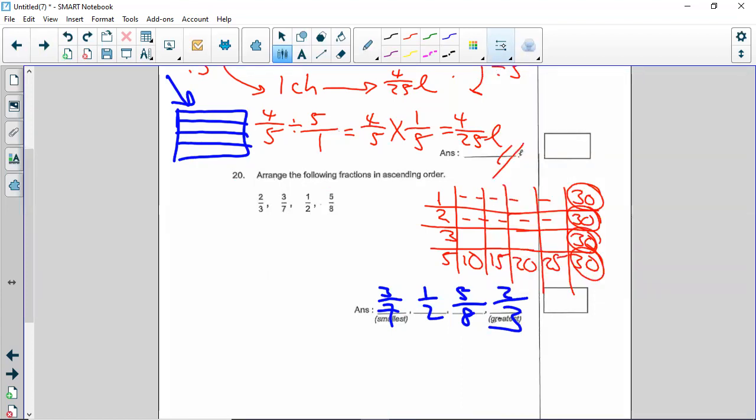The other faster way is what? Compare the fractions. 3 over 7 is definitely smaller than half. So that is your smallest, okay? And then half is the middle. And then you are left with what? You are left with 2/3 and 5 over 8. So which one is the smaller? Then you can make them the same denominator. And then you compare these two fractions only. Okay, so when you compare these two fractions only, that will be much easier.